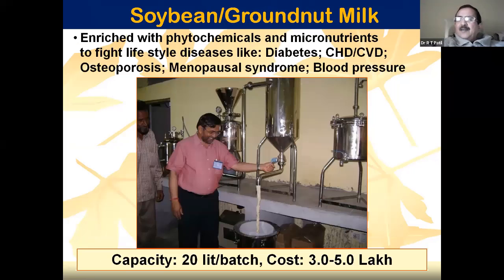So this machine costs about 3 lakh rupees. Its capacity is about 300 liters of milk per day. And with this investment of 5 to 10 lakh rupees, an entrepreneur can earn about 50,000 rupees a month. Because soya milk is enriched with phytochemicals and micronutrients, which can fight diabetes, CHDs, CVDs, osteoporosis, menopausal syndrome, and blood pressure.